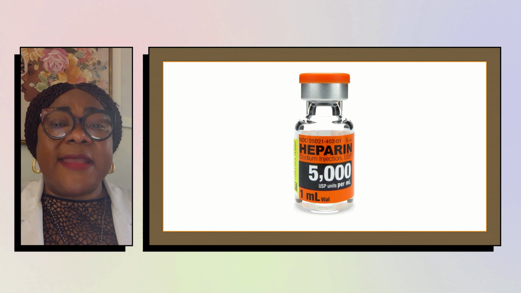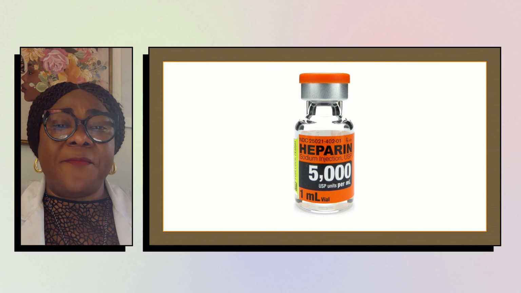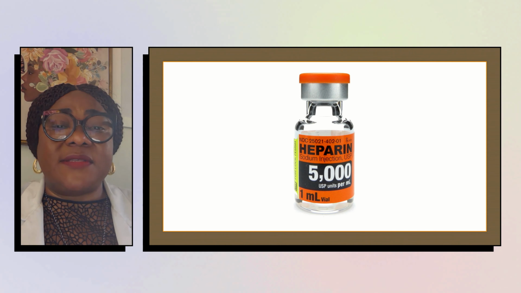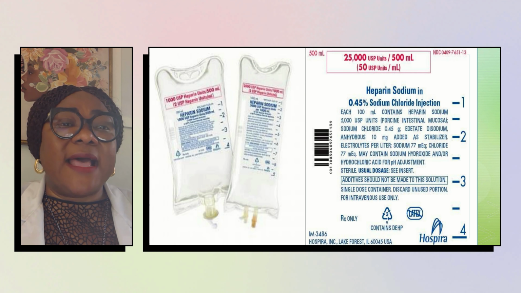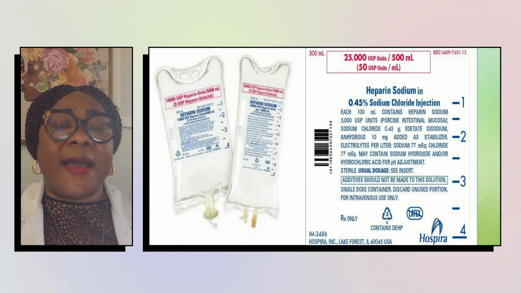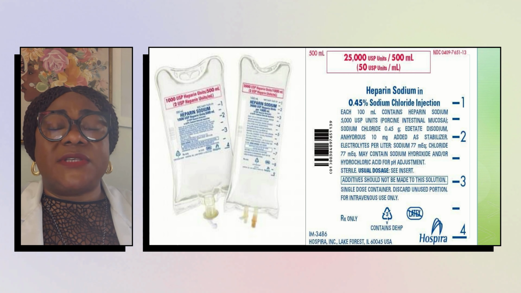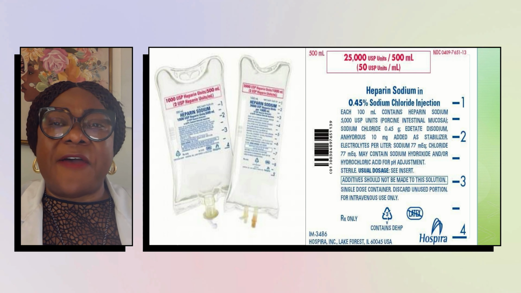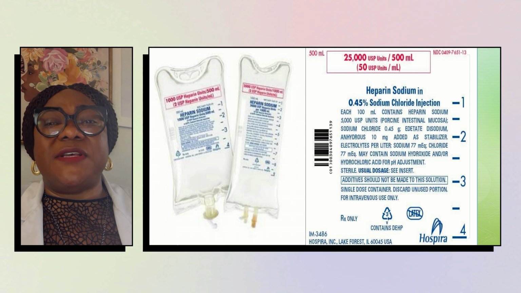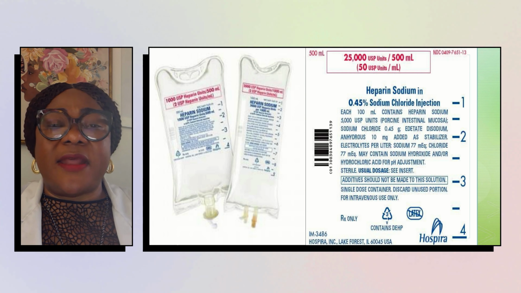This is the little vial that we use for IV boluses. It comes in 5,000 units in 1 ml. The next slide is the heparin bag. Anytime we're infusing the heparin, it comes in a bag. At times, the bag may come in 25,000 units in 500 ml, like this example. At times, it may be 50,000 units in 500 ml.